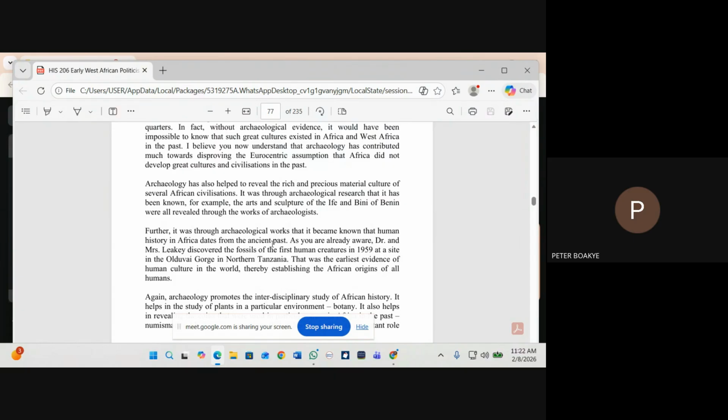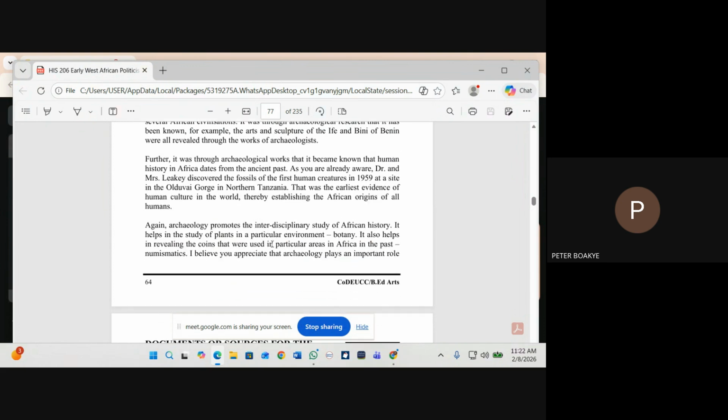Further, it was through archaeological works that it became known that human history in Africa dates from the ancient past. So Dr. and Mrs. Leakey discovered the fossils of the first human creatures in 1959 at a site in the Olduvai Gorge in northern Tanzania. They are the earliest evidence of human culture in the world. Hence, Africa is the origin of man, all human beings. This has come to light through the work of archaeology.